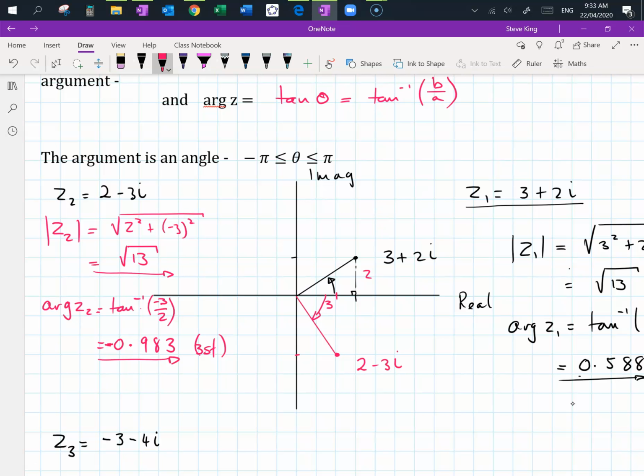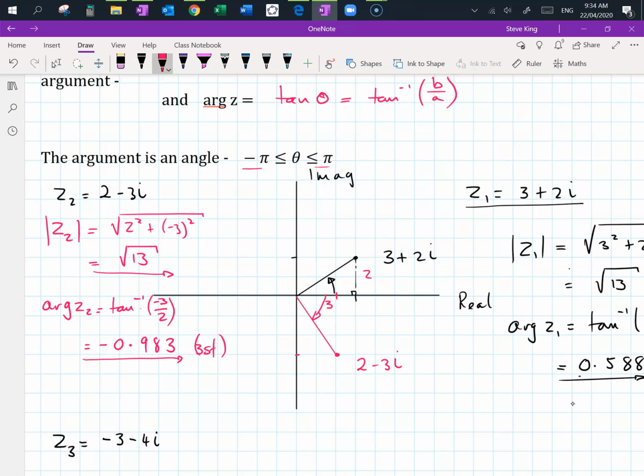I don't deal with it, let's make that clear, as a negative number. I don't make that an angle that goes all the way around in an anti-clockwise direction. I'm going to remember the argument of z goes between minus pi through to pi. So it's going to go from here around to there. So I measure the angle backwards from the horizontal, and that gives me my value of minus 0.983.